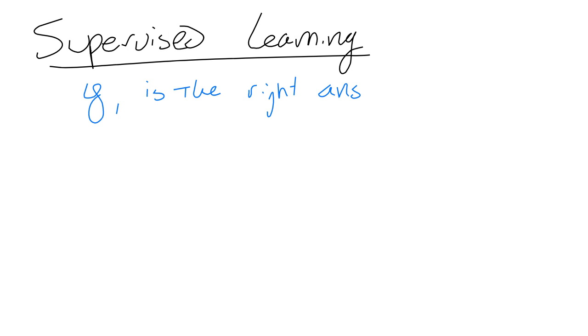So the way I'd like you to think about it is that supervised learning occurs when there's a y, when there's some right answer that you train your predictions on. So there's something that we know is true or something that we've measured to be correct, and we're trying to predict that, okay?